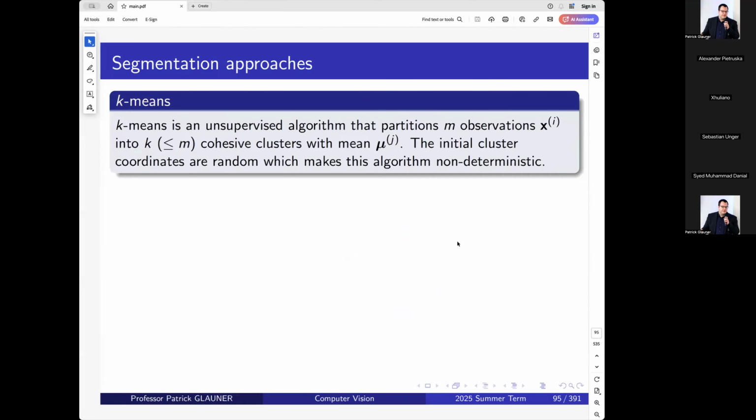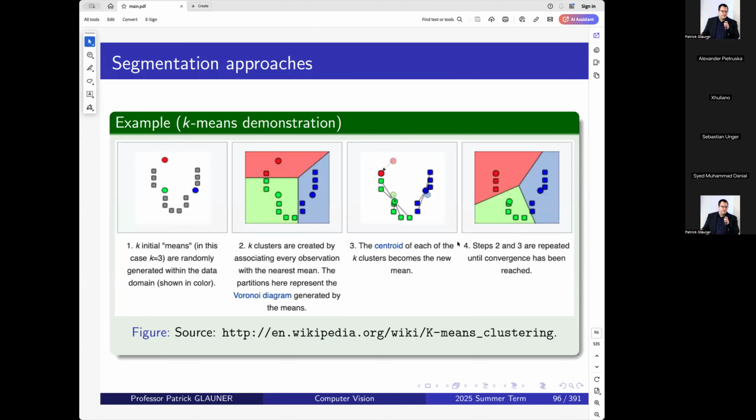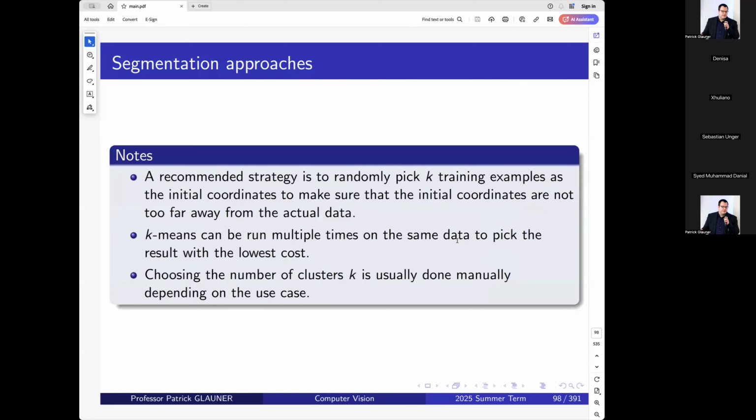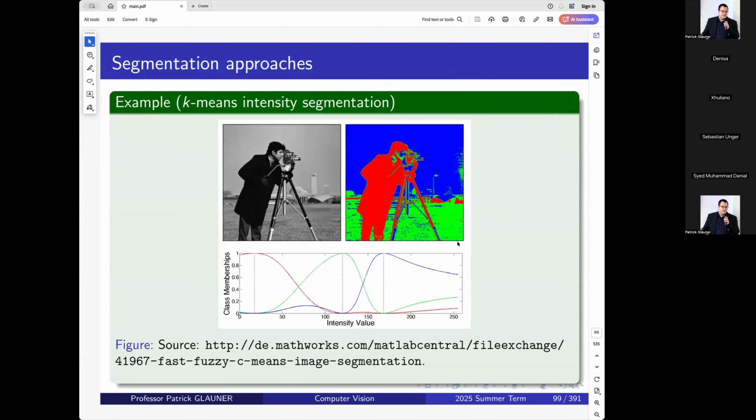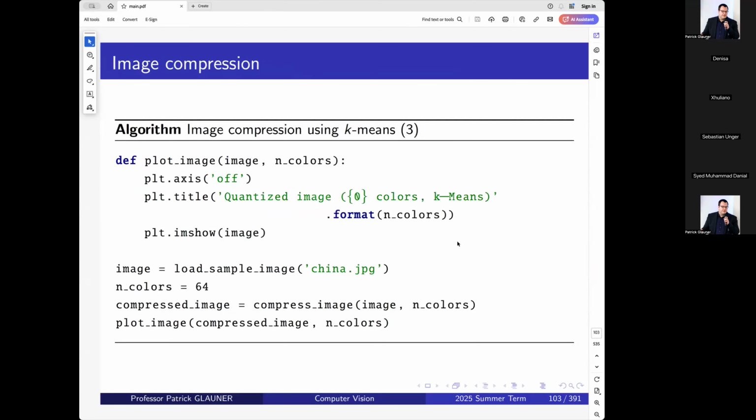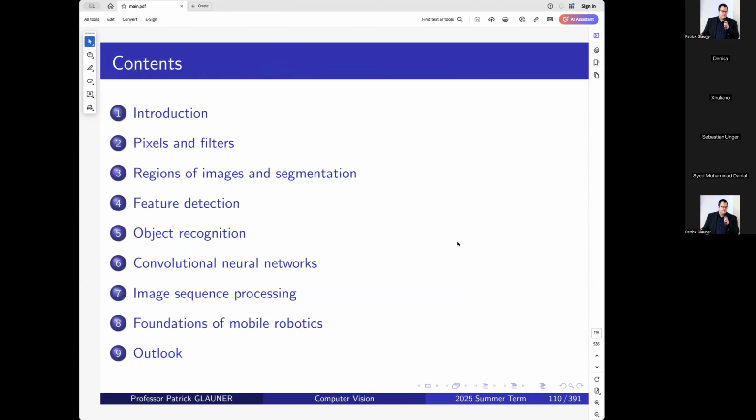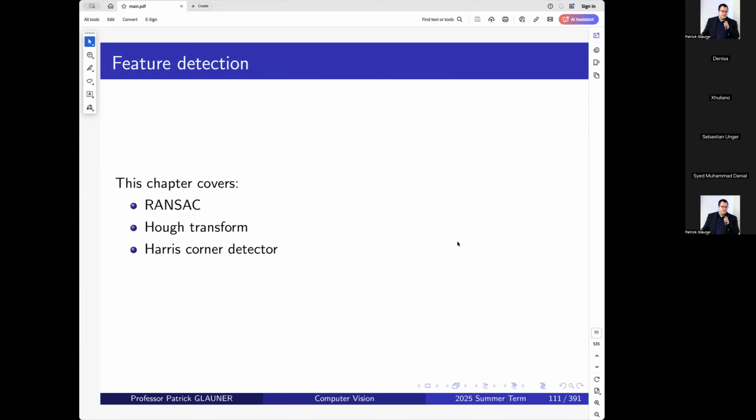and quadtrees, and then we looked in detail at k-means, which is an unsupervised algorithm that does clustering for us. And we discussed it first of all in general, and then we also applied it to an image processing problem, concretely for compressing images. After that, we continued with feature detection and looked into more complex features, in particular the Hough transform and the Harris corner detector.